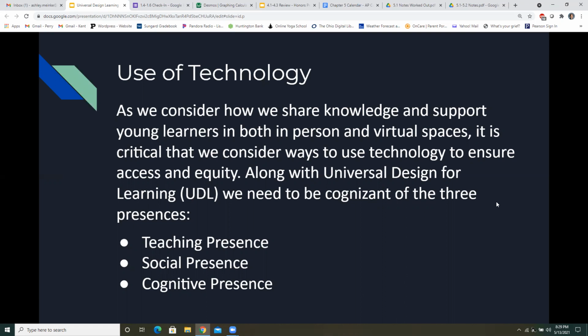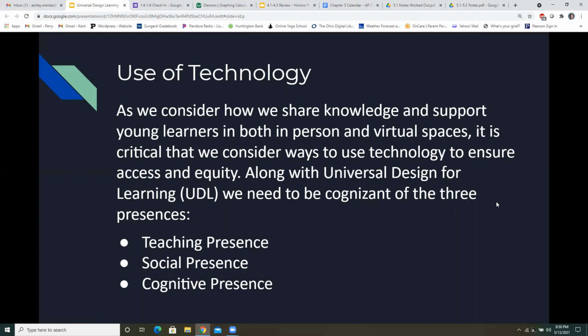This past year has been pretty difficult for a lot of our students, whether they are in high school, middle school, or a university setting. It has been difficult because everything has been in a virtual space. So as we consider how we share knowledge and support young learners in both in-person and virtual spaces, I think it is critical for us to consider ways on how we use technology to ensure access and equity.